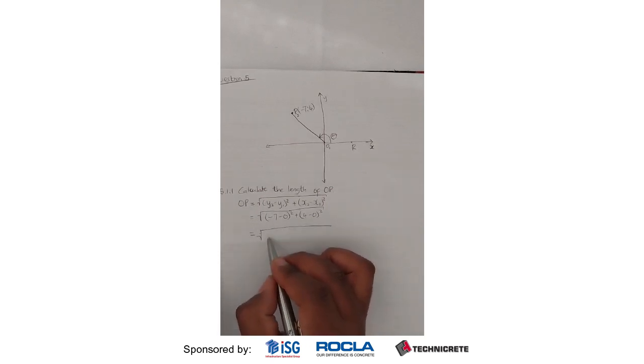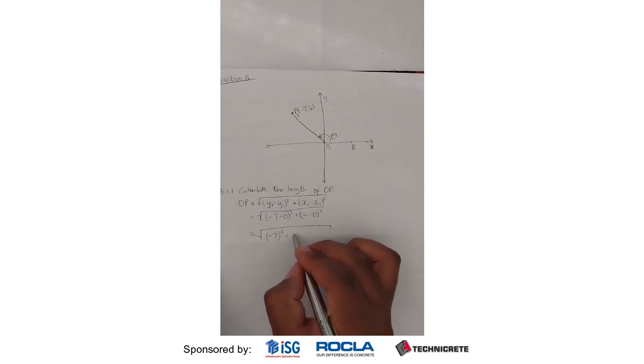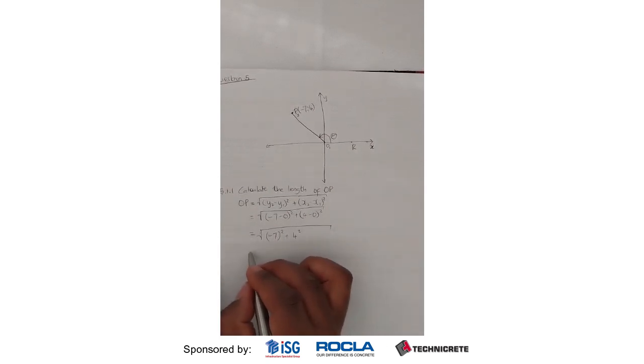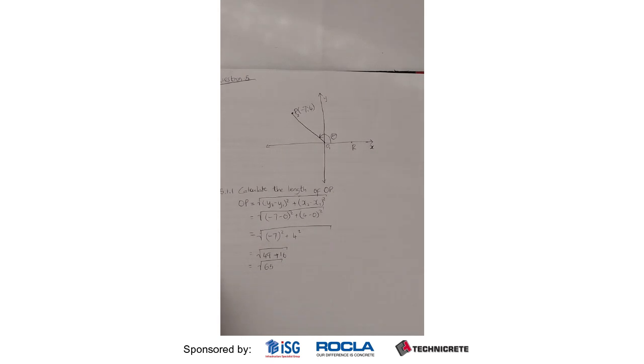This becomes minus 7 squared plus 4 squared. And what's minus 7 squared? That would be 49. And then 4 squared, that would be 16. This gives us the root of 65. You can go ahead and solve for that, but that is not necessary.